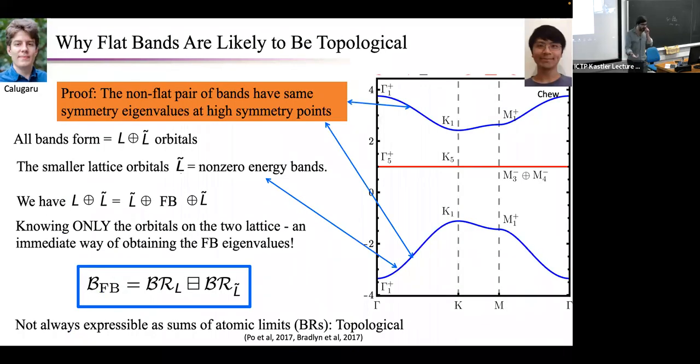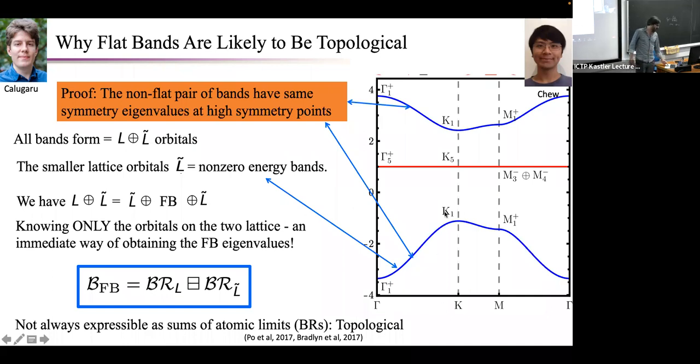Okay, so now comes the punchline. Why are flat bands likely to be topological? You can prove the following theorem. Again, we said that if I know all the orbitals in all the lattice, I know the eigenvalues of the bands at the high symmetry points. So we know that in an L plus L tilde lattice, I have the orbitals on L plus L tilde. So I know that all the bands, the dispersive bands, including the flat bands, have eigenvalues that are just the band representations, which we're going to call BR, of the L lattice plus that of the L tilde lattice.